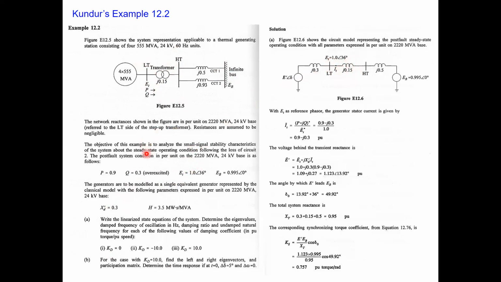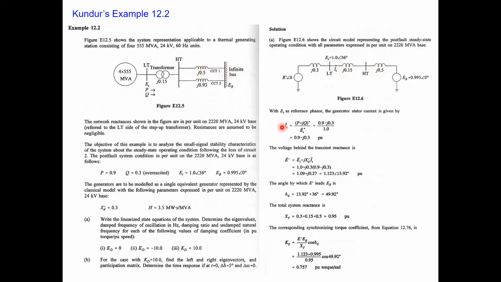Then, since it is said that one of the lines, one of the circuits, is tripped, the remaining line is this one here. So what you have is this, and then you have the high tension side, and the voltage on the bus side here. This reactance represents the transformer, and this reactance represents the remaining line here, right?